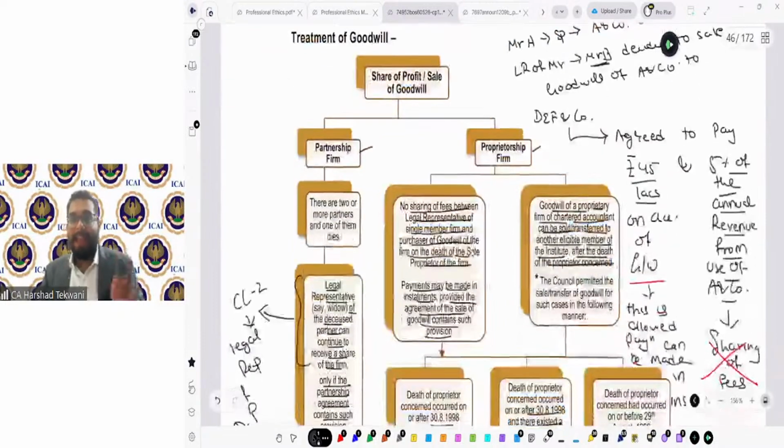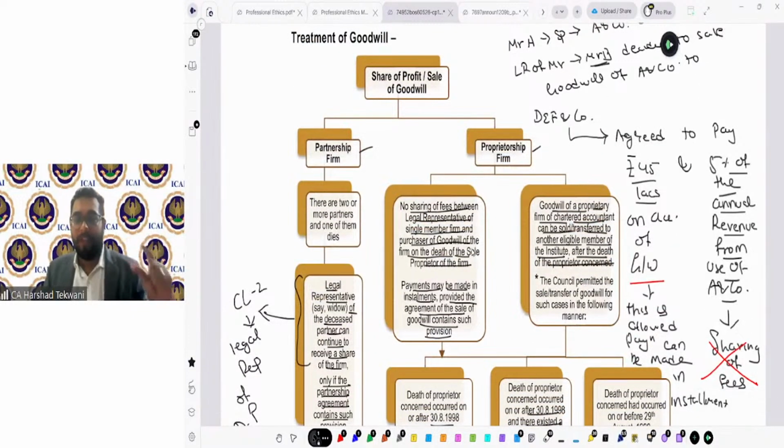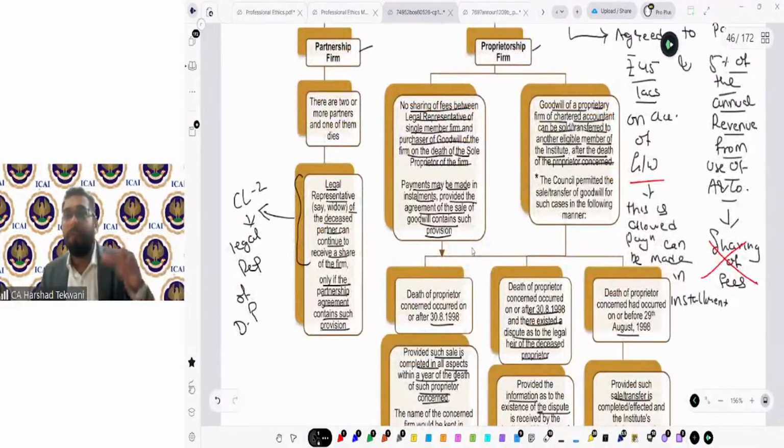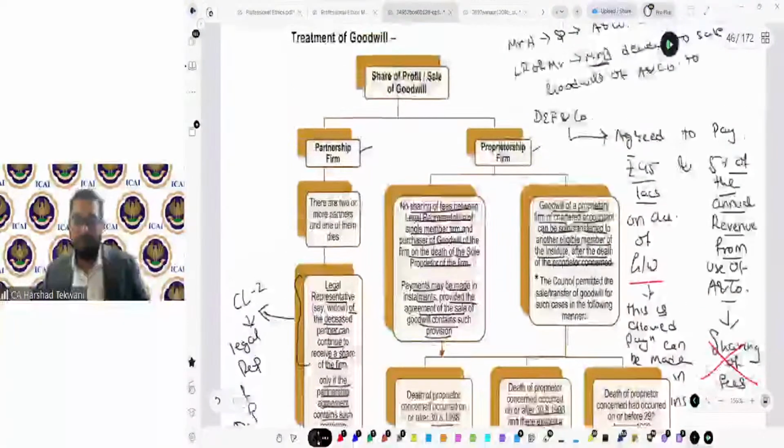Okay. In any given case, you get 1 year. Now, the name will be kept in abeyance for the 1 year. Now, that 1 year can be from the date of death or from the date of settlement of dispute.